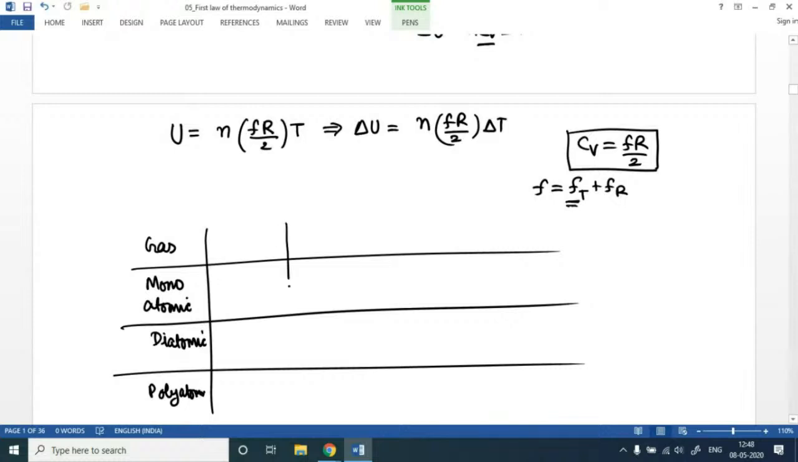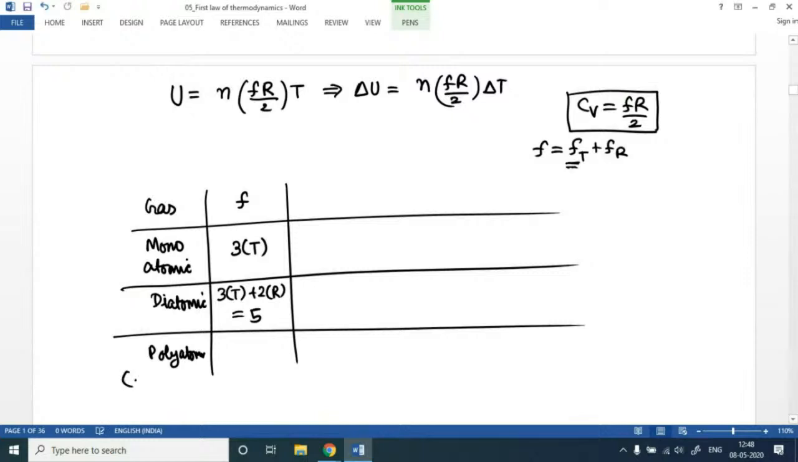Okay, so in the first column, let's write the degrees of freedom of each. Monoatomic will have 3 translational degrees of freedom only, and for diatomic, 3 translational plus 2 rotational, so the total degrees of freedom would be 5. And for polyatomic, let's specify that it should be non-linear.